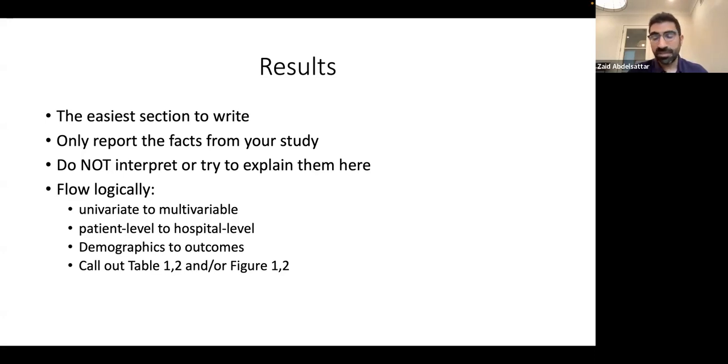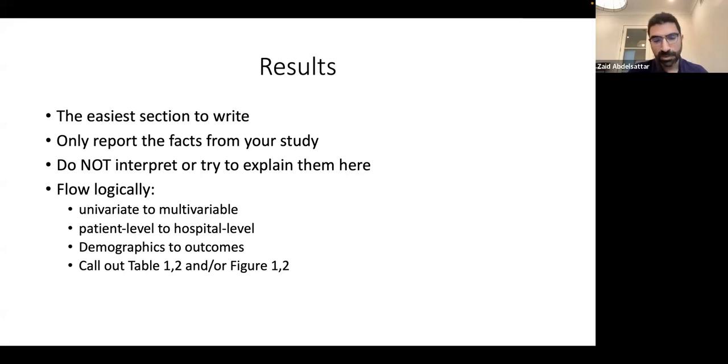Sometimes, unfortunately, you see papers that have tables, but they never call out Tables 1, 2, or Figures 1 or 2 in the results. These are things to keep in mind. You have to make sure that these are all in there. It's very simple. You just put it in there, pick a few things, and don't list everything that's in the table in the text again. That would be redundant. You don't want to be redundant.